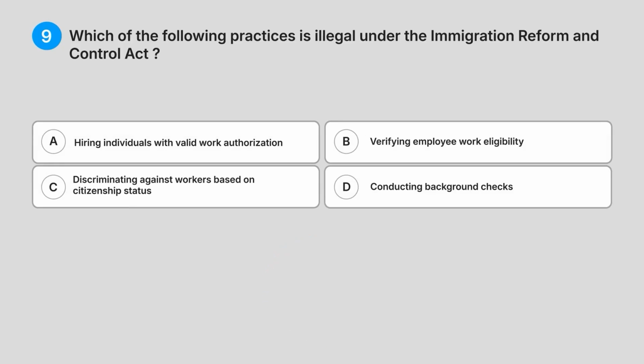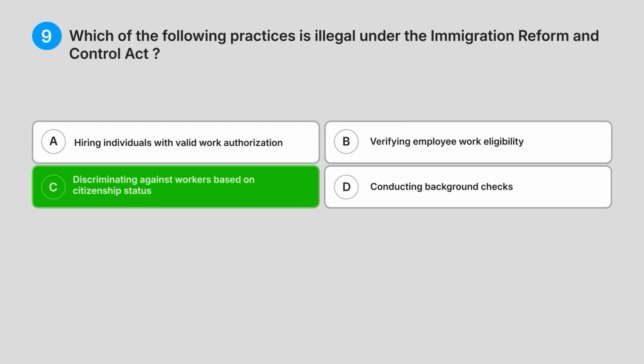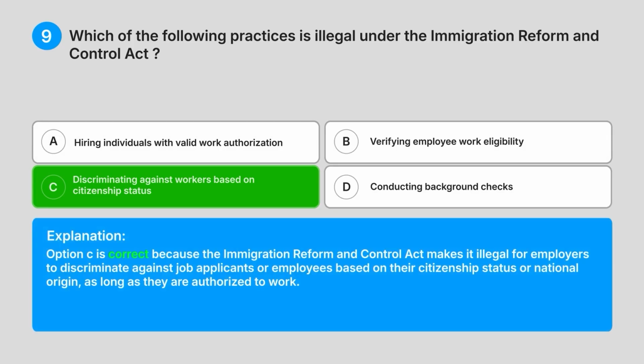Correct answer. C. Discriminating against workers based on citizenship status. Explanation. Option C is correct because the Immigration Reform and Control Act makes it illegal for employers to discriminate against job applicants or employees based on their citizenship status or national origin, as long as they are authorised to work.